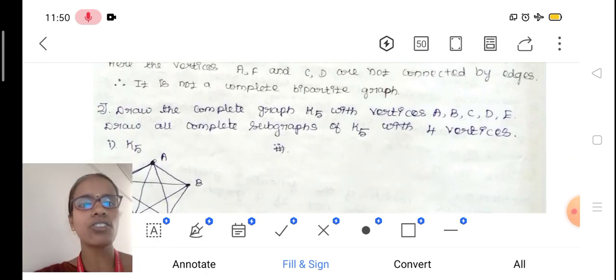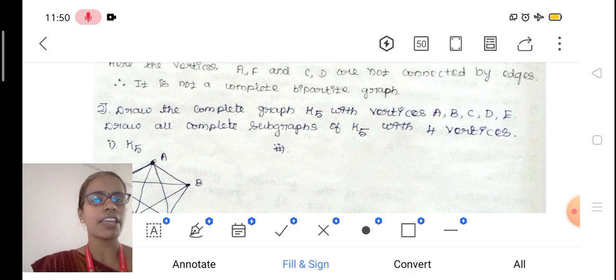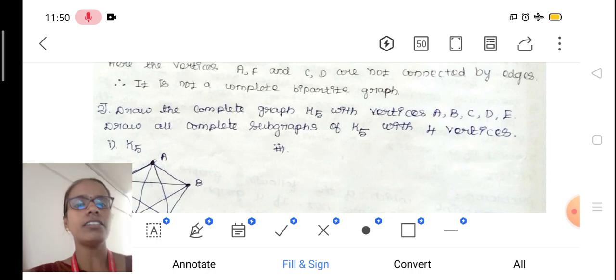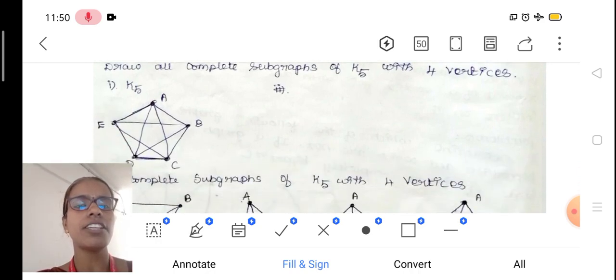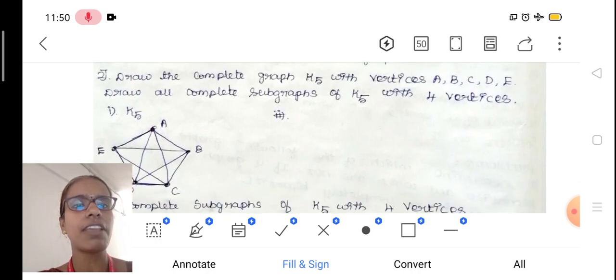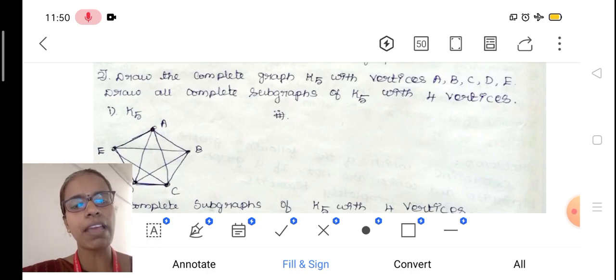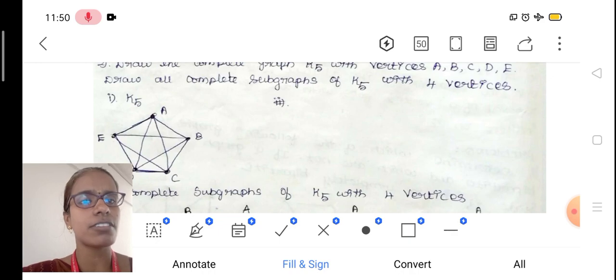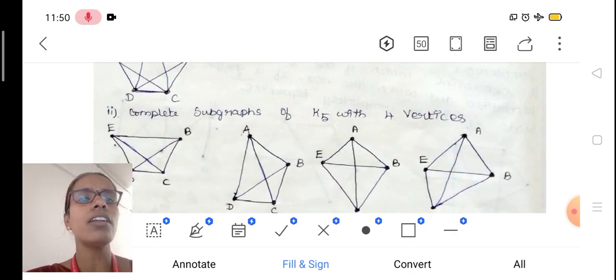And the next thing is: draw the complete graph K5 with vertices A, B, C, D, E. Draw all complete subgraphs of K5 with 4 vertices. So K5 has 5 vertices, and it should be connected because it's a complete graph. In every pair of vertices we should have an edge. That way I have to draw the graph with 5 vertices and take all 4 vertices.